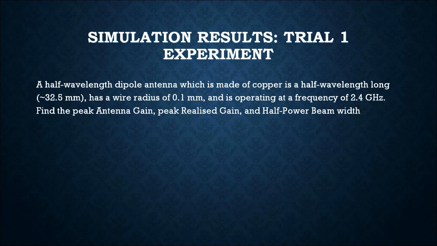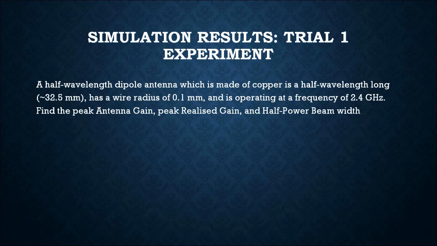So for my radar design, thanks to FEKO, I decided to construct a half wavelength dipole antenna with a half wavelength of about 32.5 millimeters long, a wire radius of about 0.1 millimeters, operating at a frequency of about 2.4 gigahertz.